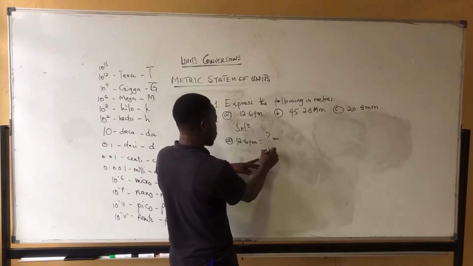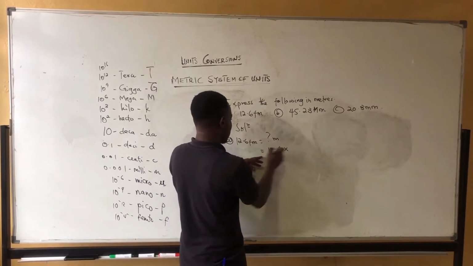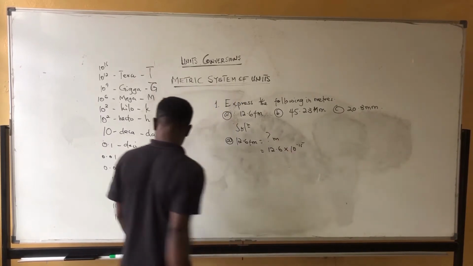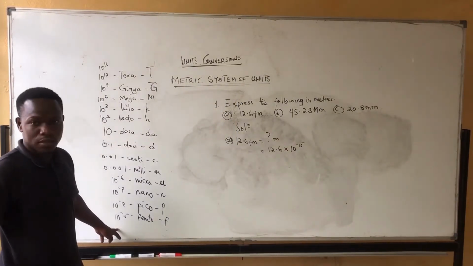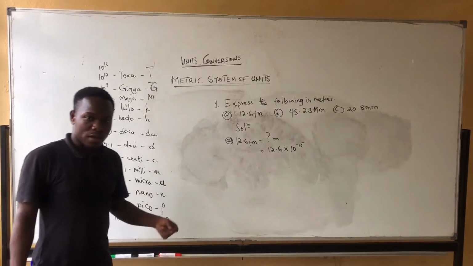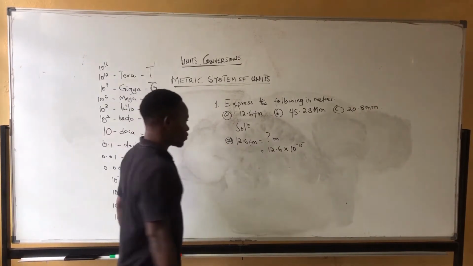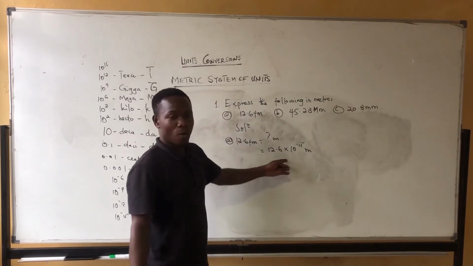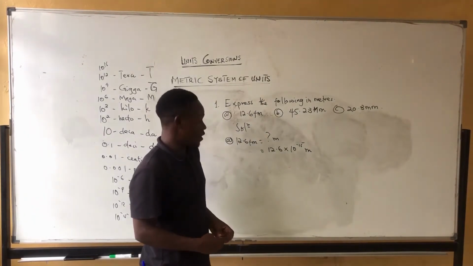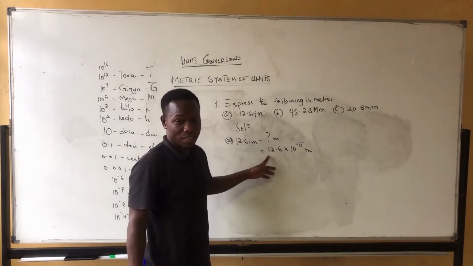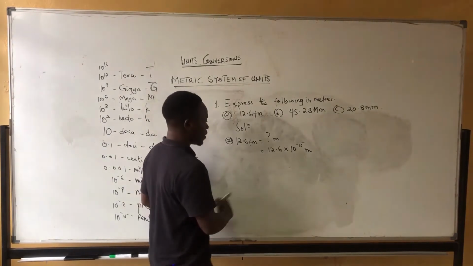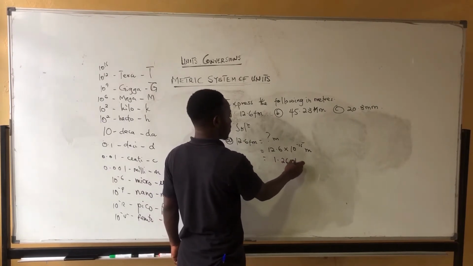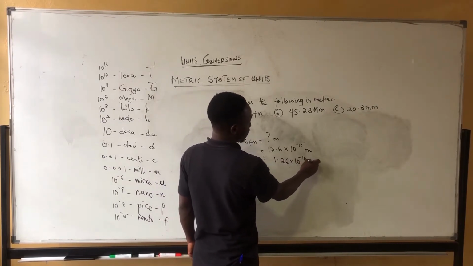All you have to do is substitute. So that is 12.6 times the value of femto, which is 10 to the power negative 15, if you remember. It's very, very small, about 14 zeros, in meters. So this is your answer. Most of the time, you might want to express this in standard form. So in standard form it is 1.26 times 10 to the power negative 16 meters.